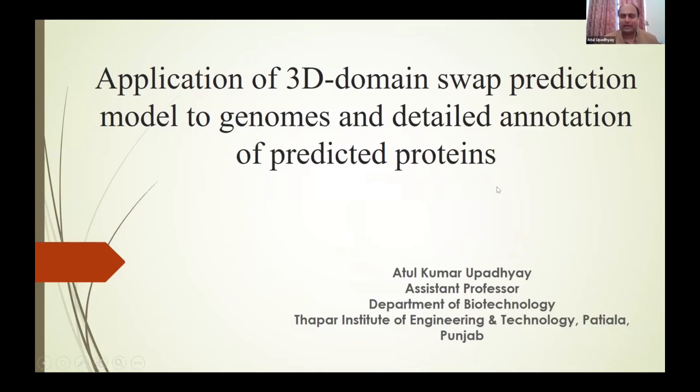Right. So as ma'am has explained the method, how we developed these prediction models, and as she showed confidence in me, since I was more interested in genomics at that time, she asked me to use these models at the genomic level. So that's the title of my presentation today. As ma'am introduced, I am Atul Upadhyay, working as assistant professor in the Department of Biotechnology, Thapar Institute of Engineering and Technology, Patiala. It's in Punjab. In this part I'm going to discuss the application of three-dimensional domain swapping prediction models to genomes and detailed annotation of the predicted proteins.